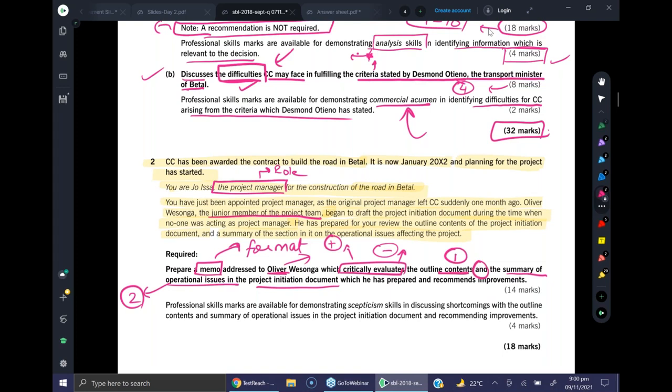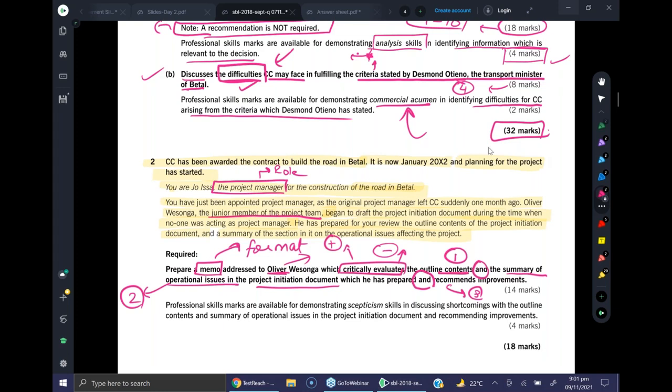So critically evaluate this, which he has prepared. And there is a third part, recommend improvements. You see that the last two words are very quickly written, recommend improvement. So what if I forget about it? What will happen? Can you tell me? If I forget about recommending the improvement to the document, because I'm the senior and I'm telling the junior to improve the document, I will lose marks.